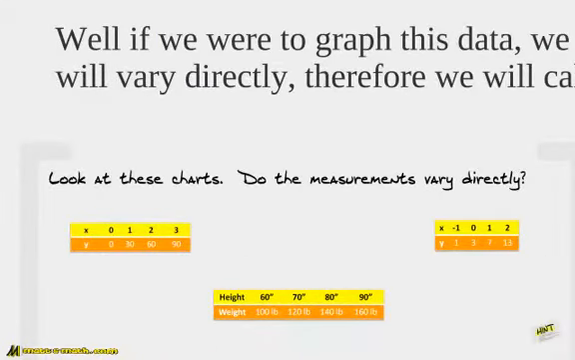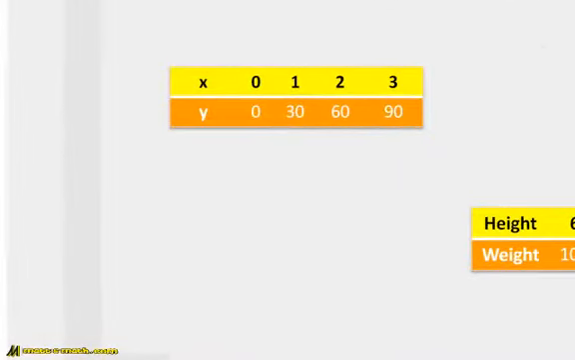Okay, well, let's look at these charts and see if these measurements vary directly. Let's look at this one. X is 0, y is 0, x is 1, y is 30, 2 and 60, 3 and 90. Does this vary directly? Well, remember our rules? It has to go through 0, 0, and this one does. It goes through 0, 0. That's one of the easiest tests you can do.